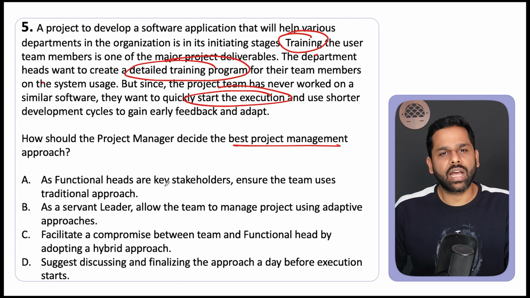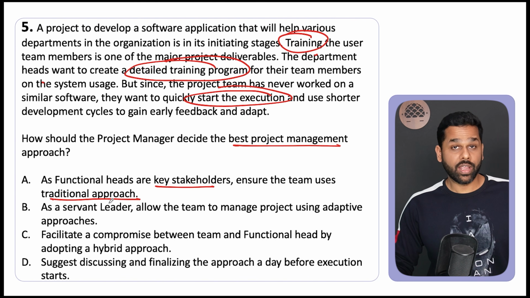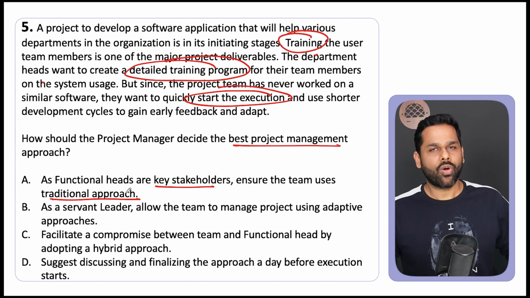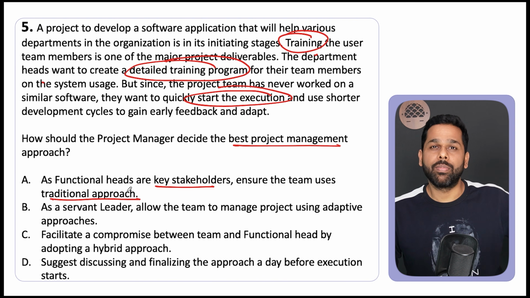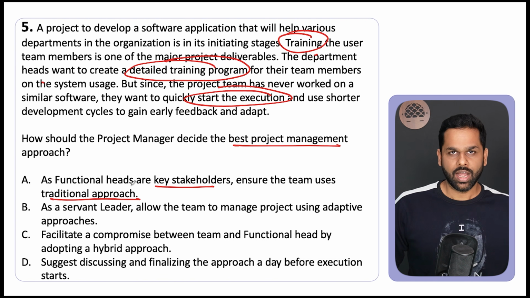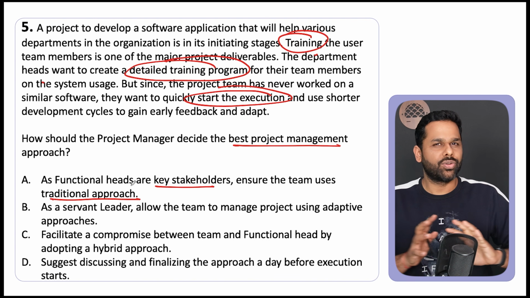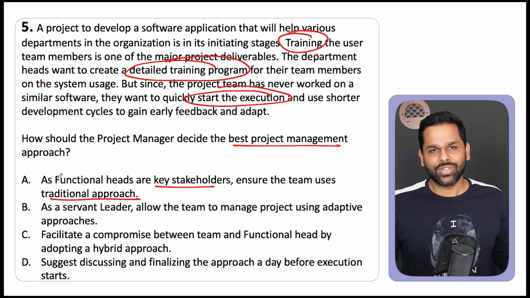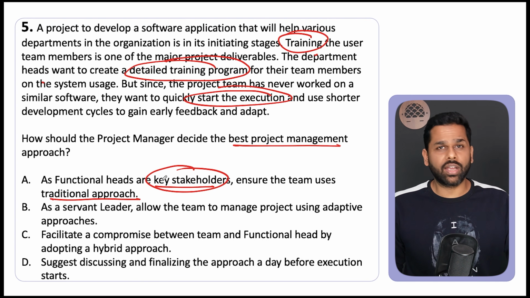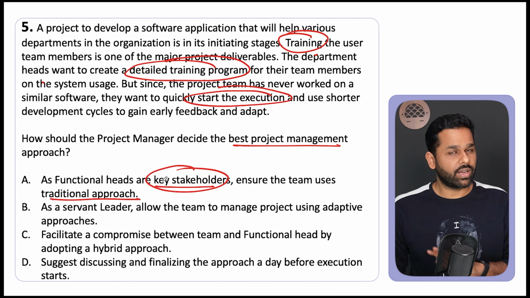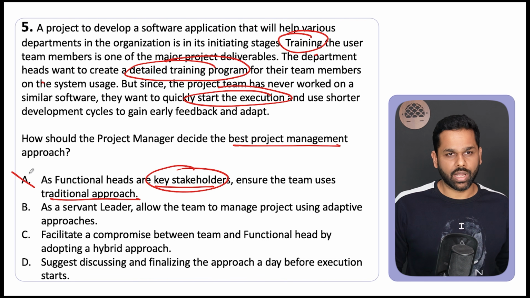As functional heads are key stakeholders, ensure the team uses traditional approach. We have seen this and we cannot go wrong here. Right? A conflict is resolved for the benefit of the project. A problem is solved for the benefit of the project, not to please someone. Yes, they are key stakeholders. We should take care of the requirements, but that does not mean that if there's a conflict, I'll just go ahead every time with them. Right? That would be a very wrong thing to do. We will not do that.